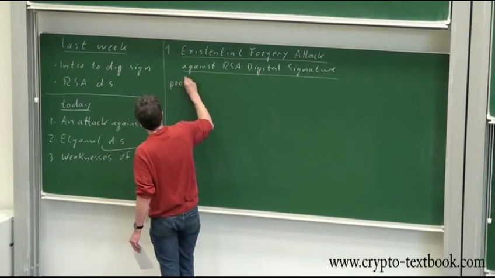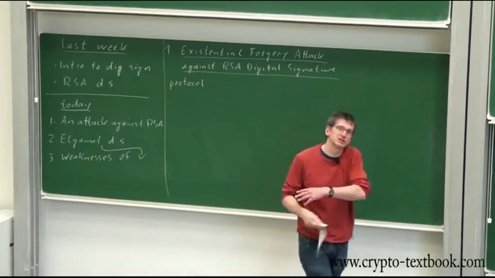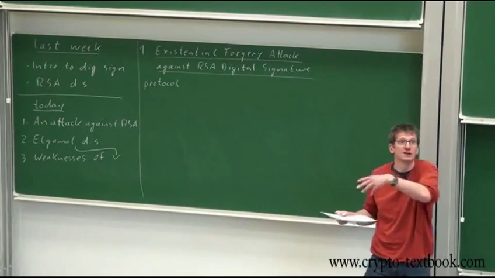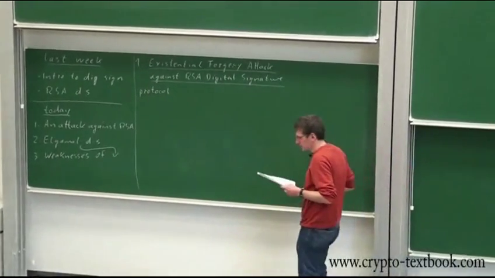So let's look at the protocol again. It's kind of fun. So what I'm going to do now, I just draw the protocol from last week, Alice, Bob, and then we add Oscar, and we look what Oscar can do if he wants to do bad things.